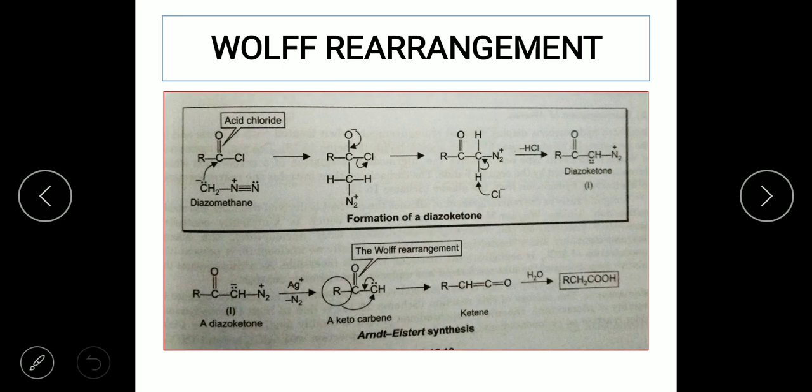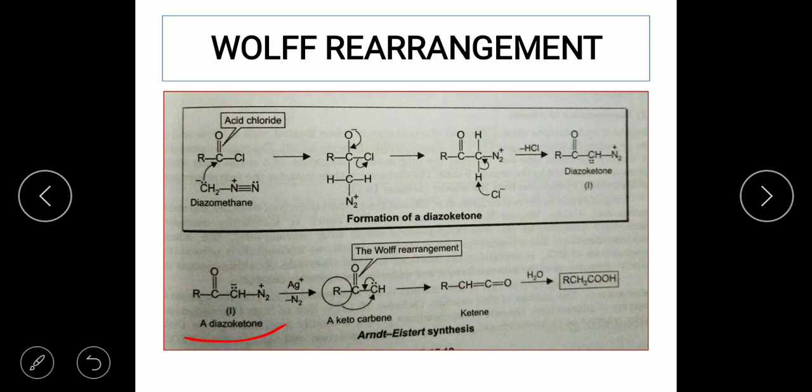Now this diazoketone can react with the silver oxide to give rise to the Arndt-Eistert synthesis. So during the Arndt-Eistert synthesis, there is one mechanism in between, an intermediate wherein a rearrangement is formed, and this rearrangement is the Wolff rearrangement. So now let us look at this mechanism. First step is the reaction of the diazoketone with the silver oxide.